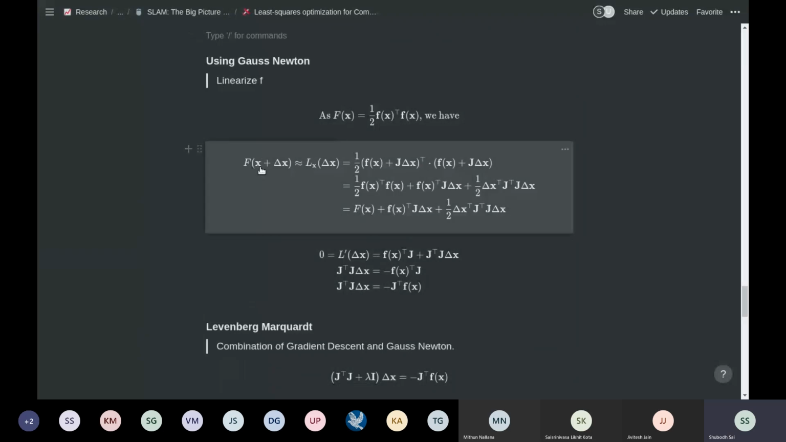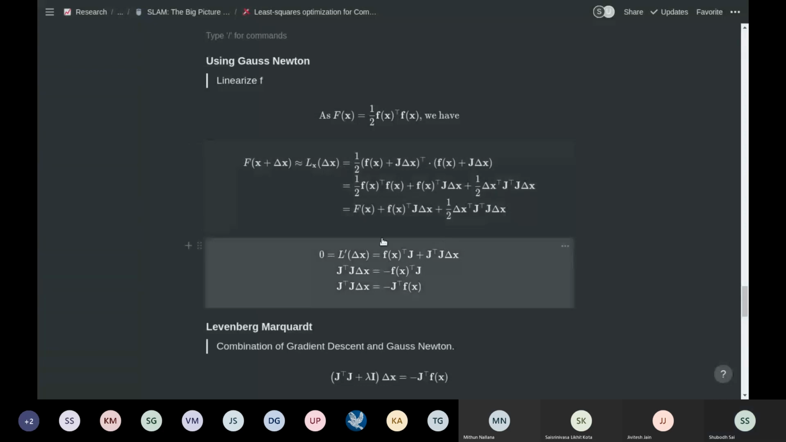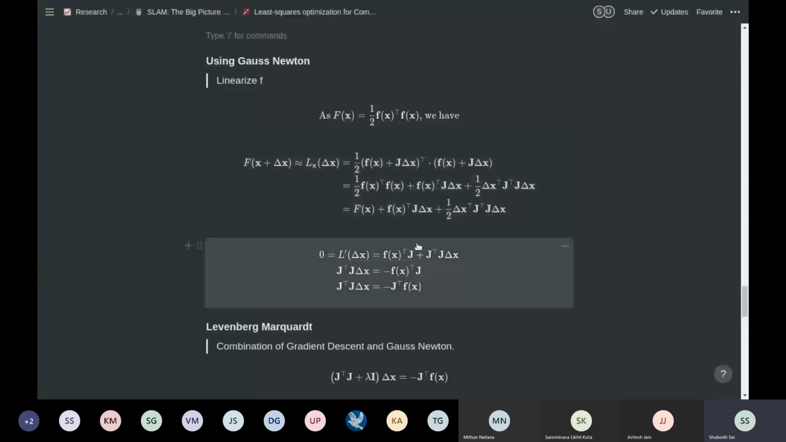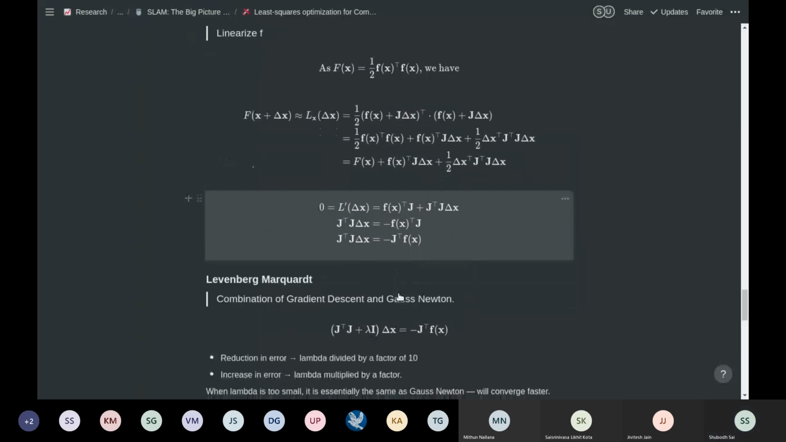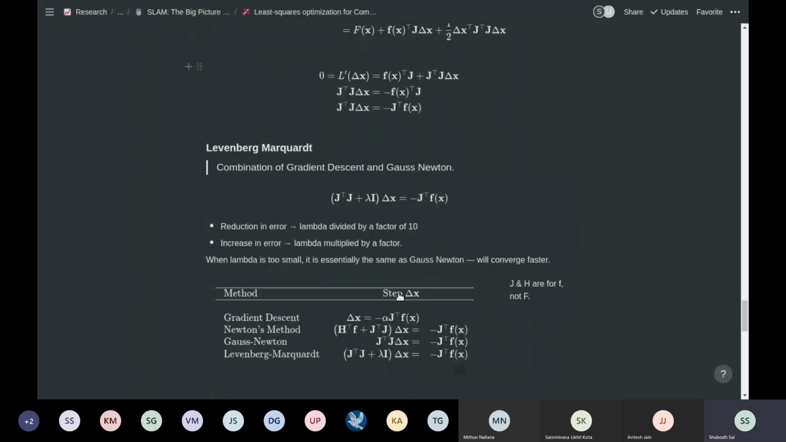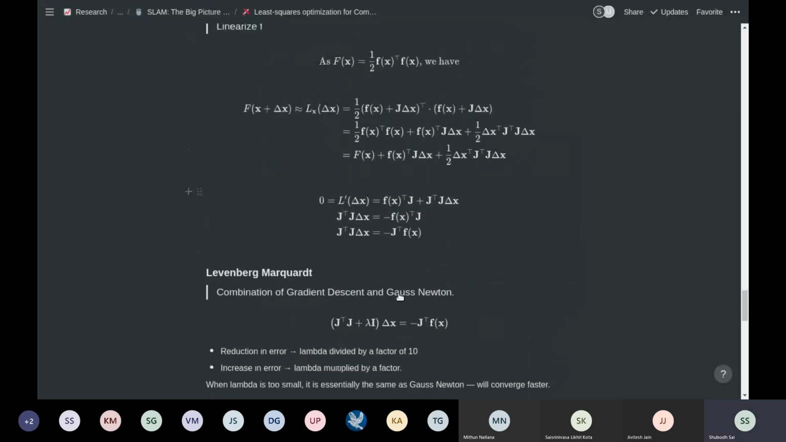I want to find in which direction I want to move. So I take a derivative and then equate it to 0. And then I end up with, as delta x is my only variable here, f of x transpose j plus j transpose j into delta x is equal to 0. Take it to the other side, you end up with this equation. Okay, so that is Gauss-Newton.